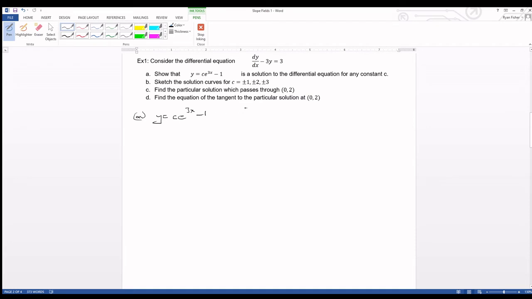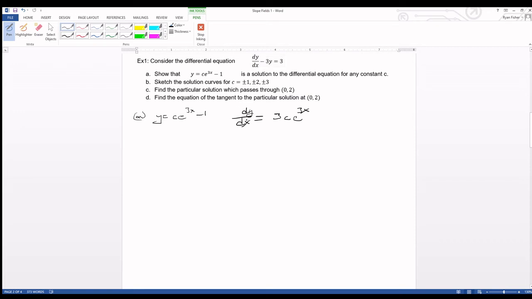The derivative of this, or dy dx, based off this proposed solution, the derivative of the right-hand side should be, by the chain rule here, 3c e to the 3x. And the derivative of minus 1 is just 0. So to check that this is in fact a solution, I'm going to plug in y for y.